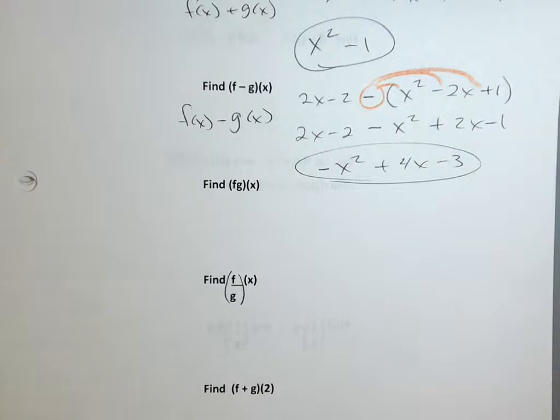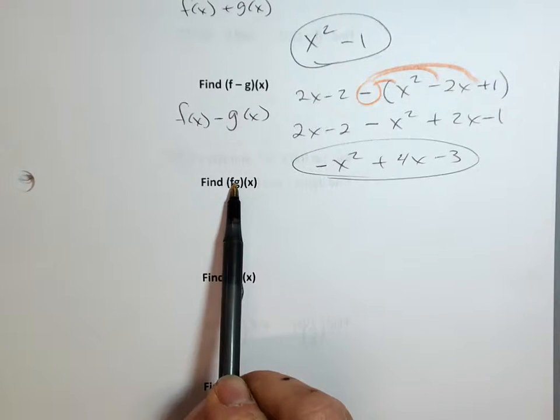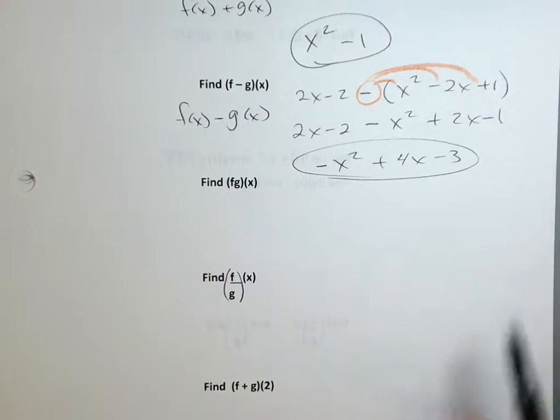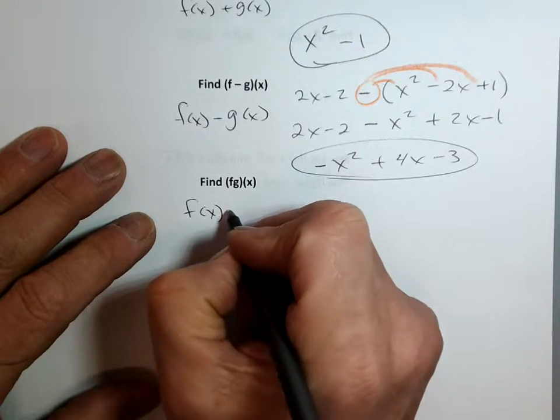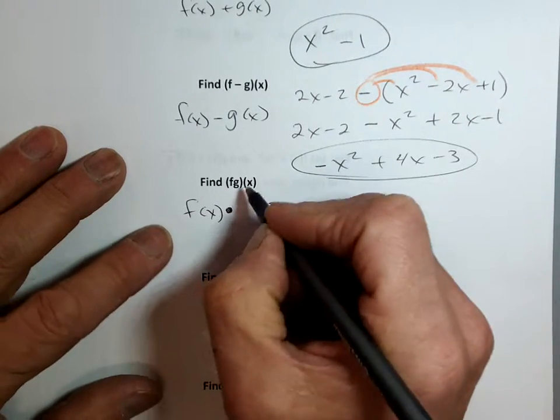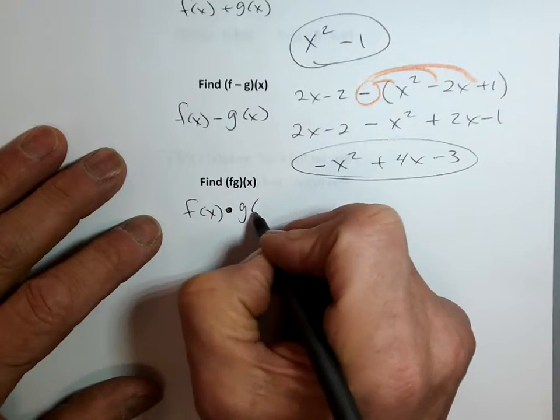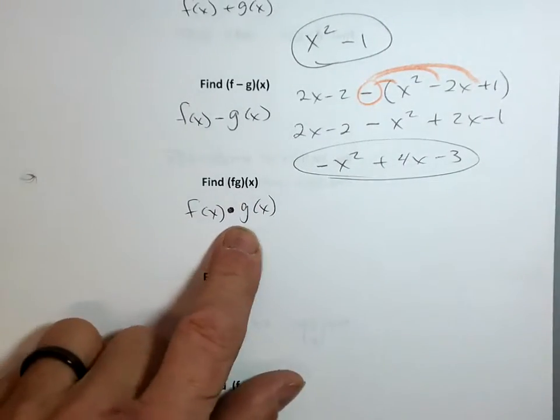Even though you've got an invisible... I like that. There's an invisible times sign. We all know that, right? So we're multiplying. So it really means, in a sense, f of x times g of x. We're going to multiply them.